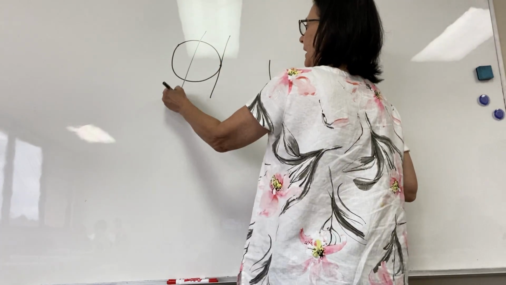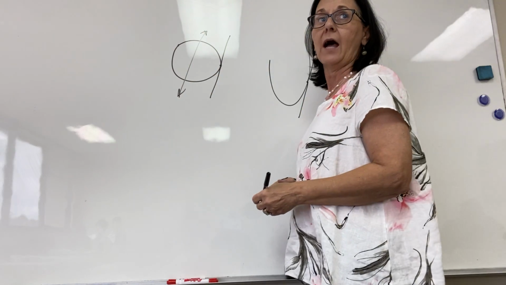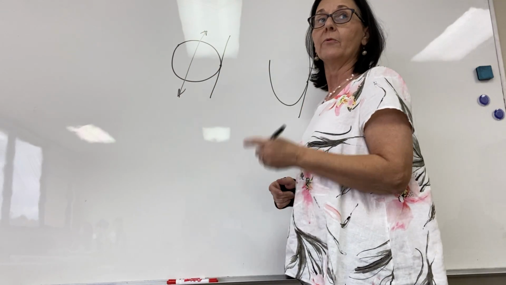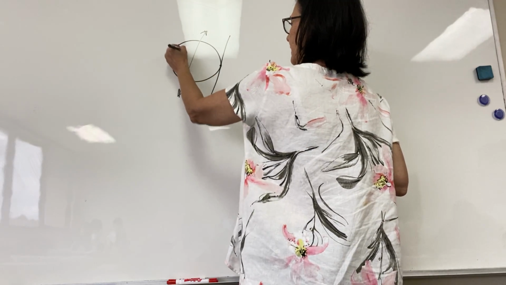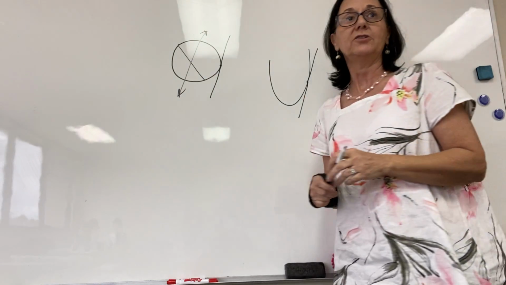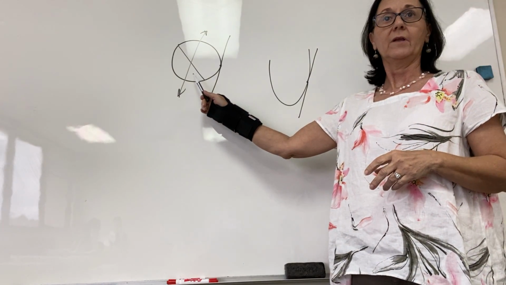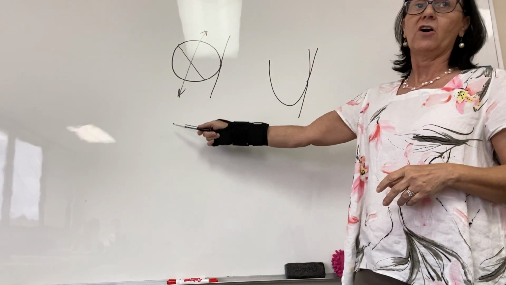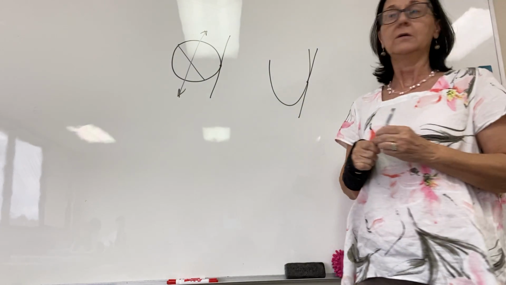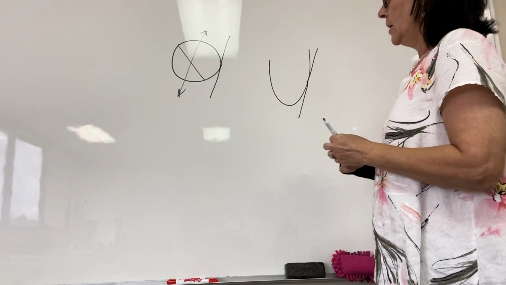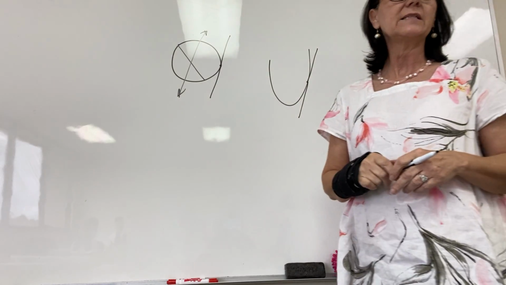This is not a line tangent to it. That is not. We're going to learn what that line is called, but that is not a line tangent to it. This is not a line tangent to it. What's this called? A chord. And that is called a secant. You're going to learn all this in this whole lesson. But we're talking about one that intersects it at one point.